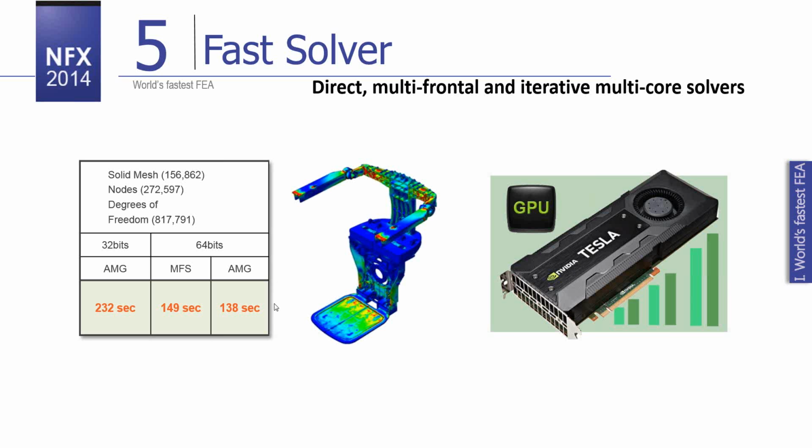So I was talking about the different kinds of solvers we have. So we have direct, multifrontal, iterative, and multi-core solvers. All of that works with multi-core, and if you're working on 64 bits, it's really fast. But we have a new improvement that we'll talk about right after, which is called the GPU calculation, and this is a new feature of NFX 2014, and we'll explain that a bit later.